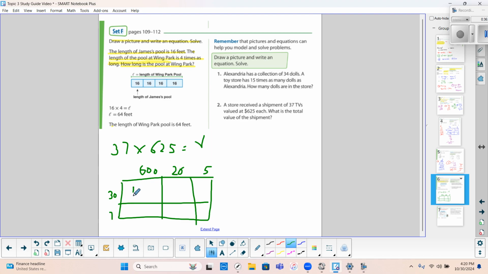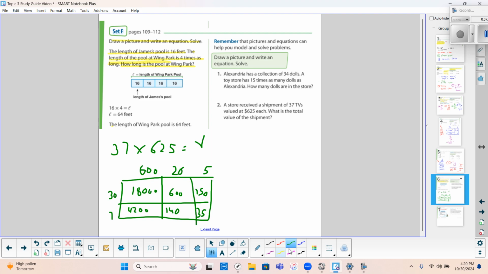3 times 6 is 18 with 1, 2, 3 zeros behind it, so 1800. 3 times 20 is 6 with 1, 2 zeros behind it. 3 times 5 is 15 with 1 zero behind that. 7 times 600 is 42, with 1, 2 zeros behind that. 7 times 20 is 7 times 2 is 14 with 1 zero behind that. And 5 times 7 is 35.